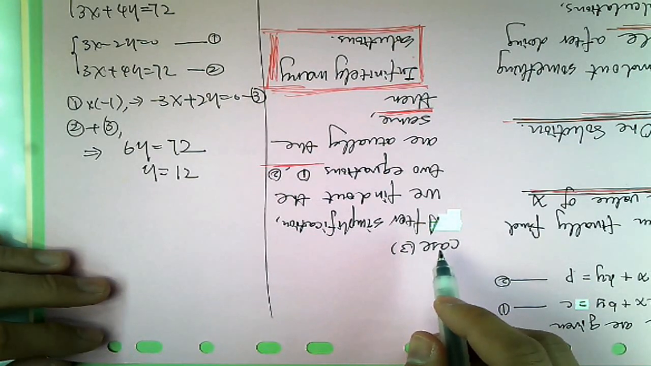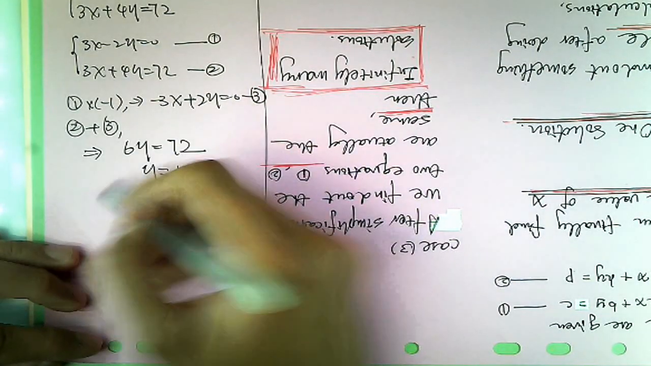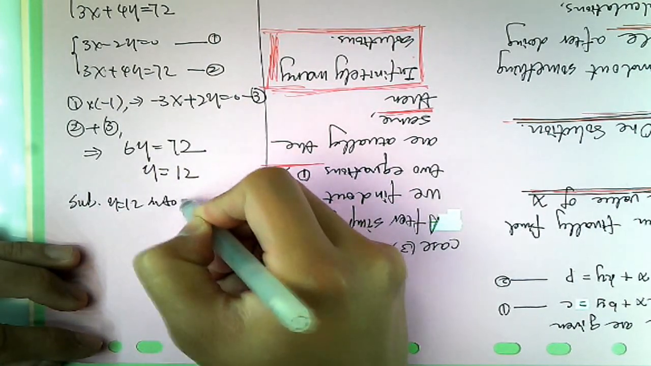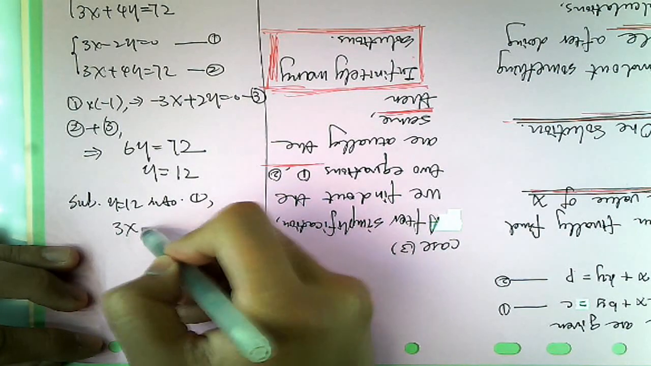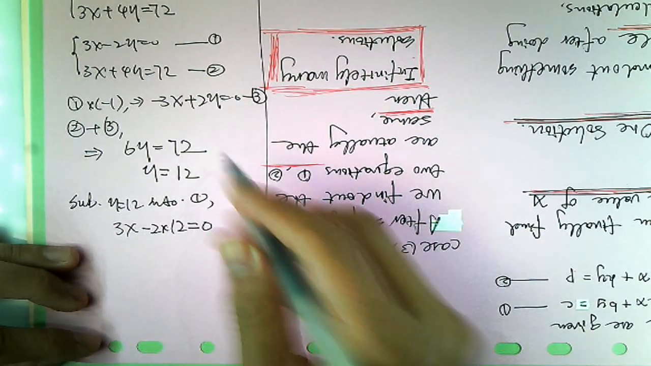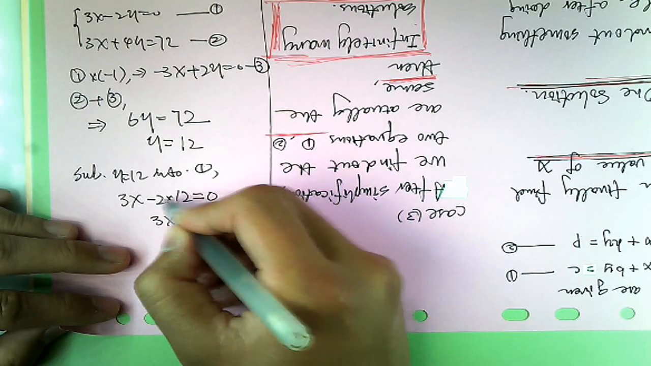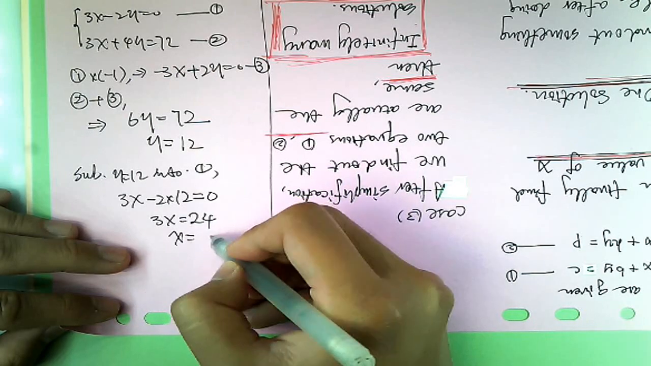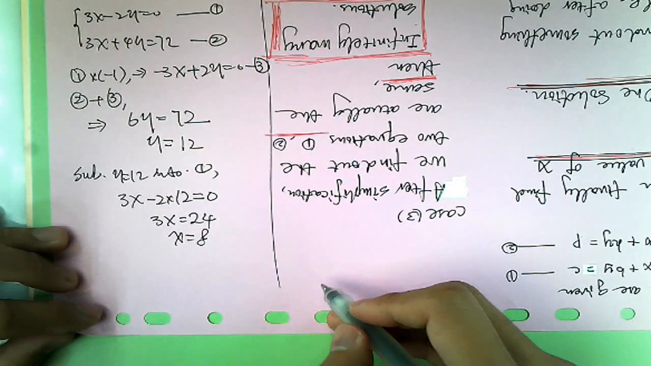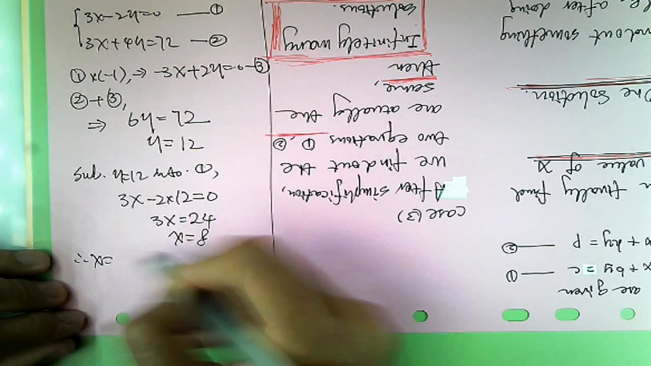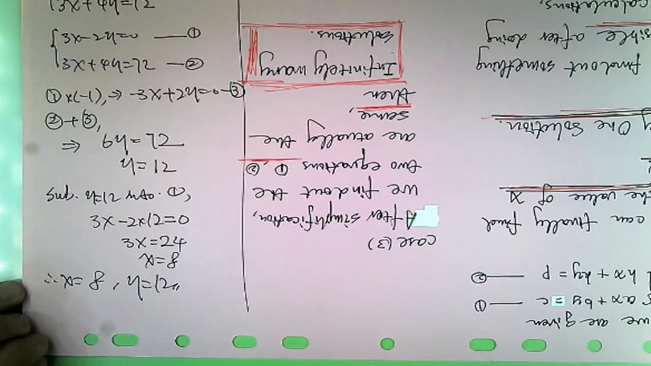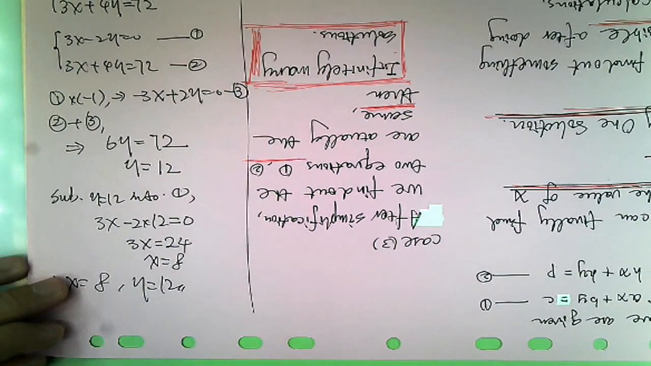Yes. So you have to find out x. You choose. Let's say put y equal to 12 into 1. 3x minus 2 times 12 equal to 0. 3x, this is actually minus 24, right? Move to the other side. Divide both sides by 3. You get x equal to 8. So conclusion, x equal to 8, y equal to 12. Okay? So, keep moving.